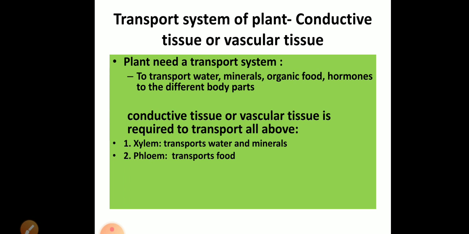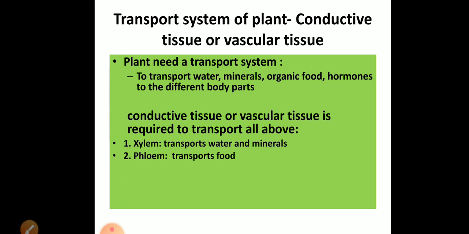Water is available in the soil and they have to transport it to the site of photosynthesis. Minerals are also found in the soil, then they have to be transferred to the whole body of the plant. Organic food is available at the site of photosynthesis, then they have to transport this food to all body parts, especially to the storage organ.